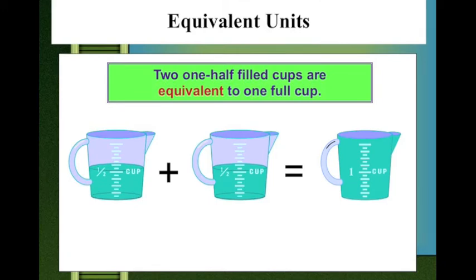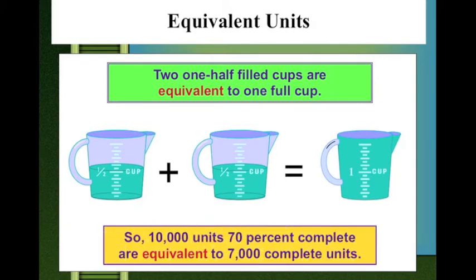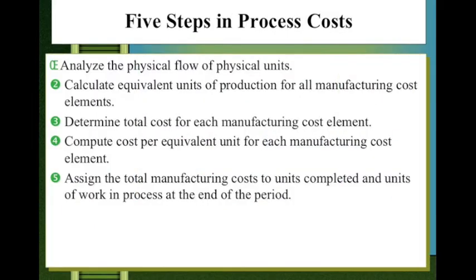So an equivalent unit is like that. You have one piece that's half done and another piece that's half done. You have one total piece that is complete, so you can have apples to apples. Let's see. The example is 10,000 units, 70% complete, are equivalent to 7,000 complete units. You just multiply out the proportion and you're there.